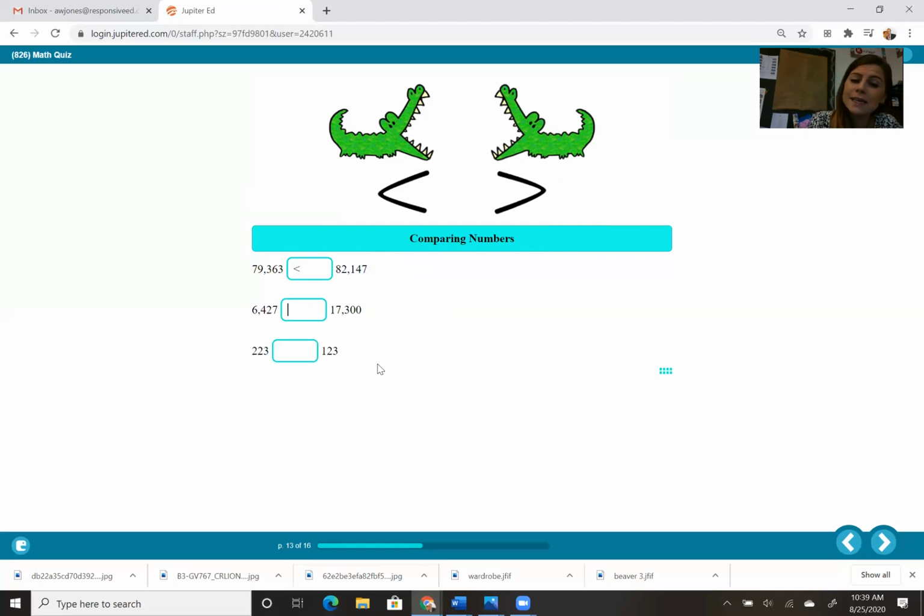We come to the next numbers, 6,427 and 17,300. Now you might look at this and think, oh, 6 is bigger than 1. But that 6 is in the thousands place, whereas the 1 is in the 10,000s place. The number 6,427 doesn't even have a digit in the 10,000s place. Therefore, 17,300 is the bigger number. So 17,300 is greater than 6,427. Next number, 223 is greater than 123. Okay, there's a 2 in the hundreds place versus a 1 in the hundreds place, so the one with the 2 is larger.